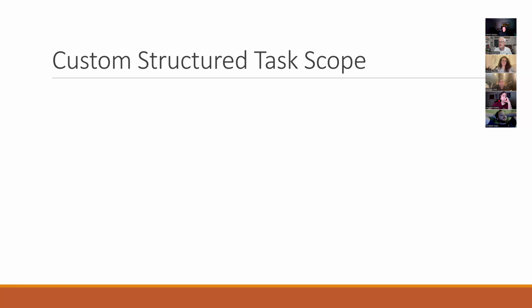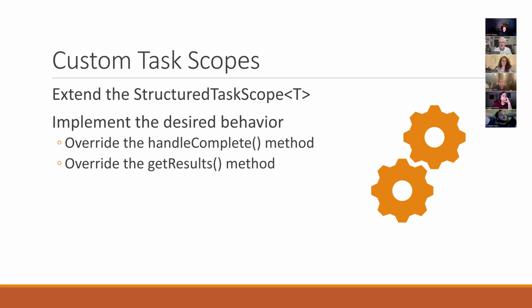All right, you want to learn how to do this? It's actually pretty slick. It uses the concept of inheritance. We're going to extend the structured task scope. When we look at on complete, on failure, and the other two task scopes, they do the same thing. They just inherit from structured task scope. Then we need to implement desired behavior in the handle complete and get results methods.